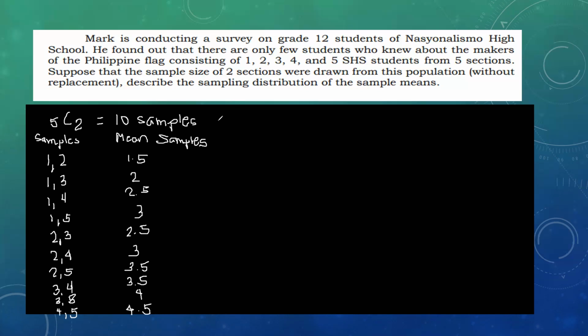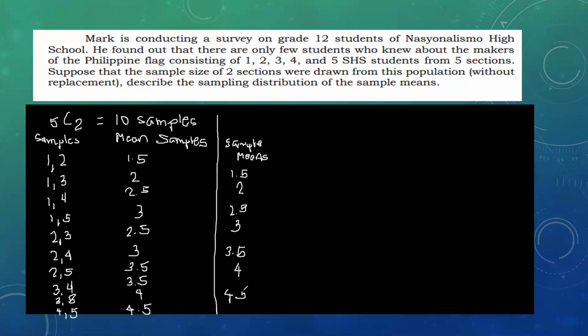So in that case, we can continue that we have our sample means. So ano yung mga sample means natin? So we have 1.5, also have 2, we have 2.5, also have 3, we have 3.5, we have 4, and we have 4.5. It is very clear naman na ito yun.